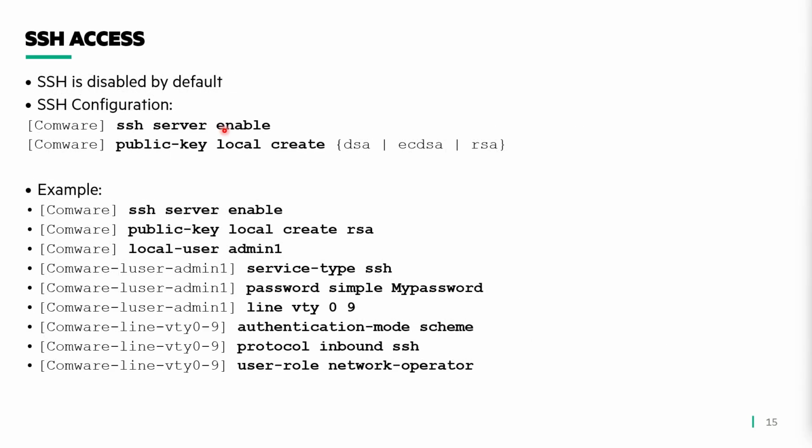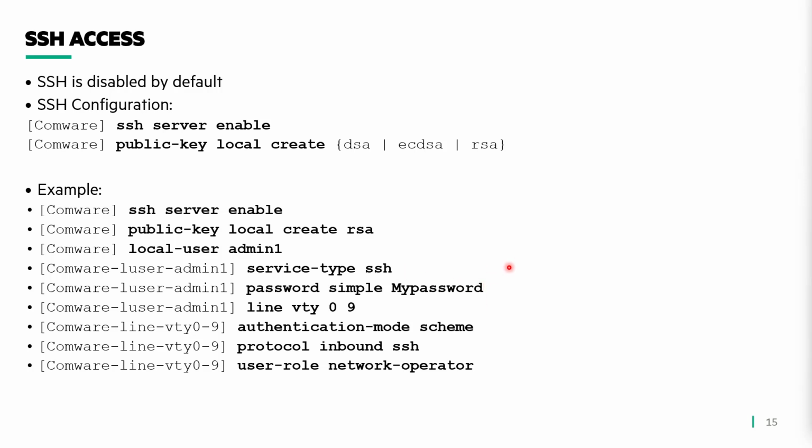SSH access is one of the very common methods, like people remotely connect to the switch, and by default it is disabled on the Comware devices. SSH server enable, then you do public-key local create. So we're going to have a key, and then in the example here, we can say SSH server enable, public-key local create RSA. So the public key will be generated, the public key will be downloaded to the management station for SSH.